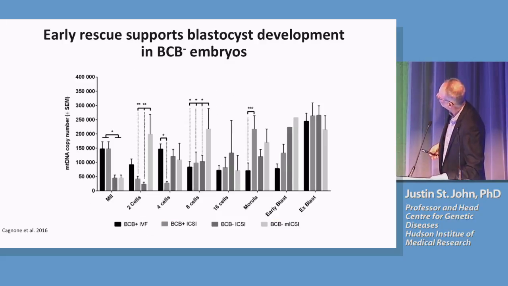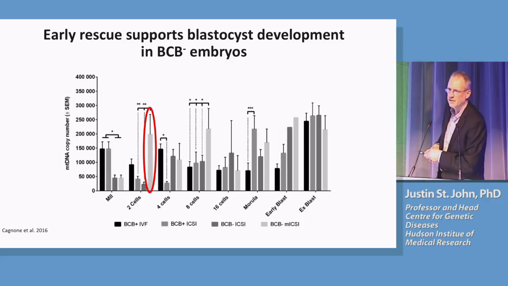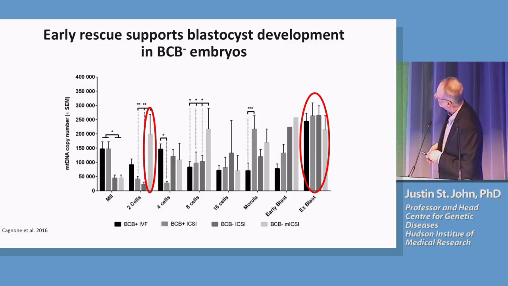And if we look at all 4 treatments together on this graph, you can see that if you compare the copy number that's present in the metaphase 2 oocyte for the BCB negative eggs and then at the 2-cell stage, you can see there's around a 4.5-fold increase in mitochondrial DNA copy number. But all 4 treatments seem to have the same levels of mitochondrial DNA present at the blastocyst stage.